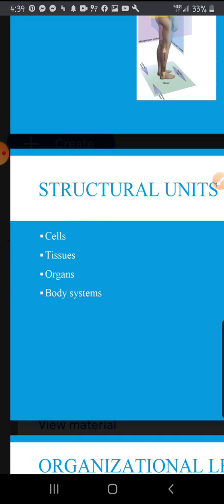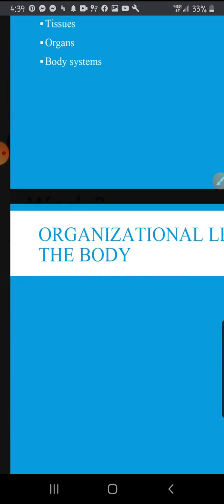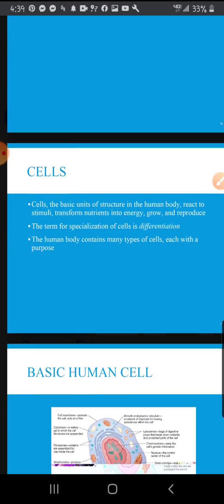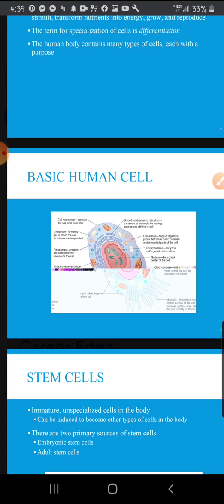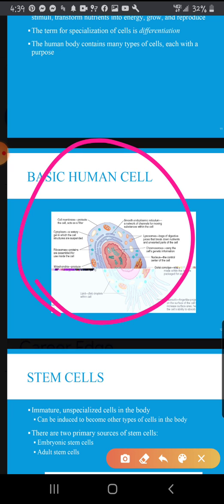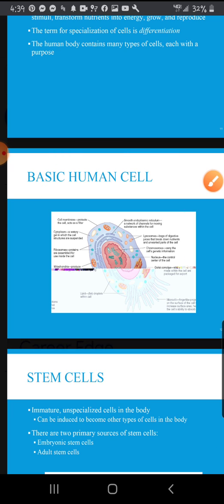Structural units, they're cells, tissue, organs, and body systems. Our cells are the basic units of structure in the human body. They react to stimuli, transform nutrients into energy, grow, and reproduce. The term for specialization of cells is differentiation. Sorry, I can't pronounce that correctly. The human body contains many types of cells, each with a purpose. So every cell has a purpose, okay? Here's your basic human cell.